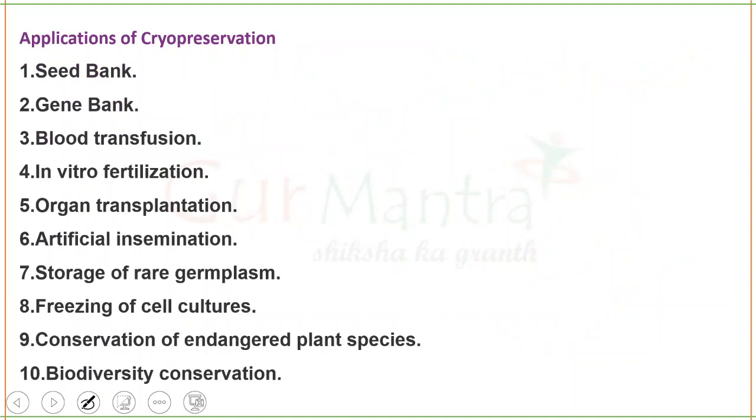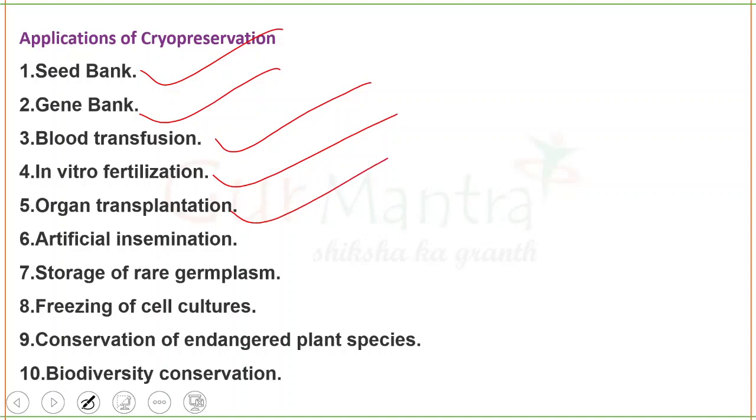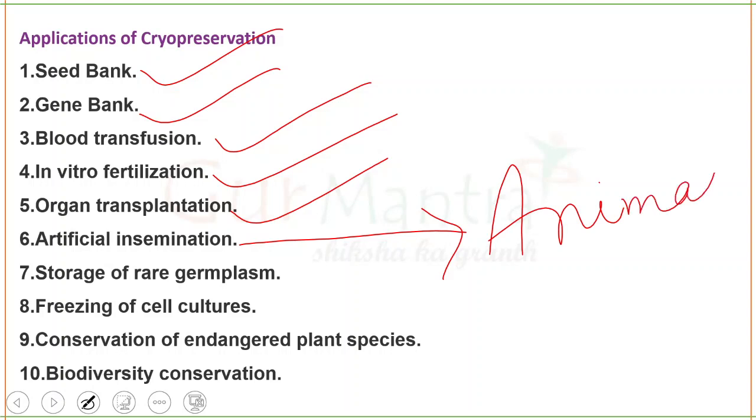So application of cryopreservation, basically it can be used as a seed bank. You can store your seeds, gene bank, blood transfusion, in vitro fertilization, organ transplantation, artificial insemination is done in animals. Where the semen of a very healthy and good hardworking male animal will be saved, and it will be transferred into the female, and the female will get pregnant and will give birth to a child which will have all the characteristics of the father. Not all, but yeah, 50%, you know what I'm saying, right?